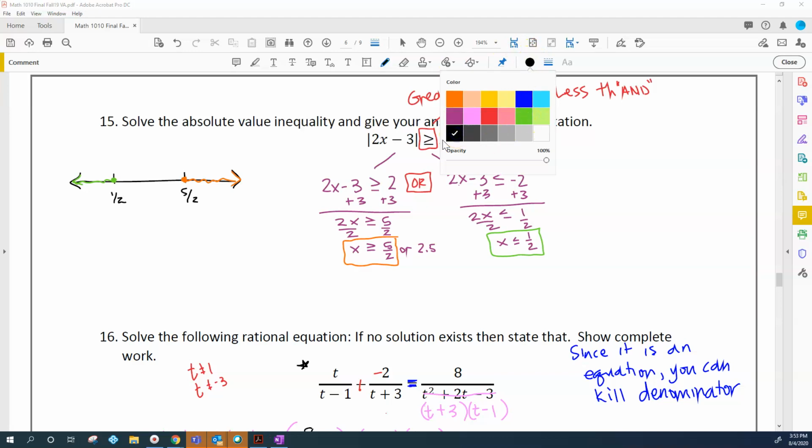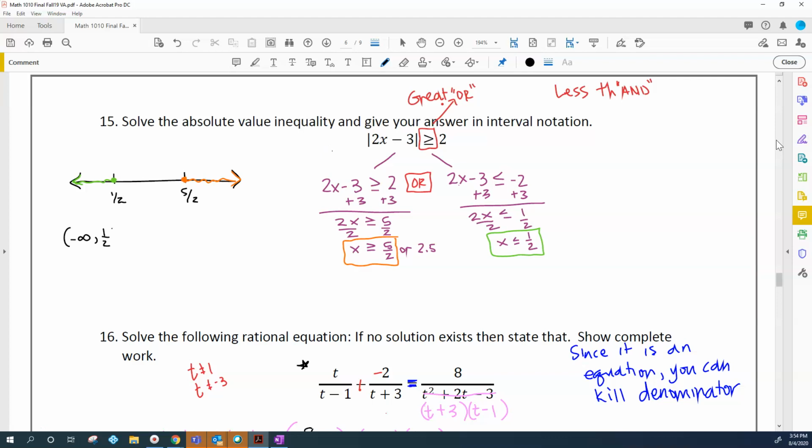Since it's an or statement, remember that means I want everything. If it was an and statement, I would want to know where the overlap is. But this isn't an and statement, so I don't care about overlap. I just want to know everything that is on the graph. So that would be from -infinity to 1/2, square bracket, because it was equal to it, union, square bracket, 5 halves to infinity. And that would be my interval notation for my answer.